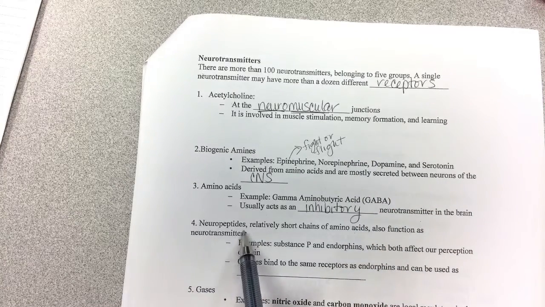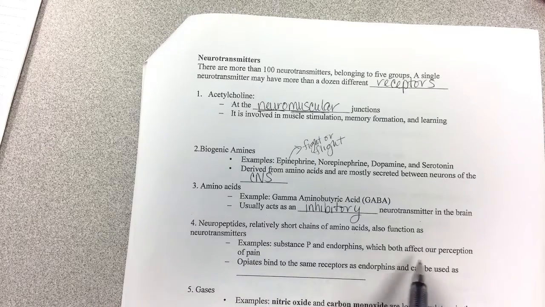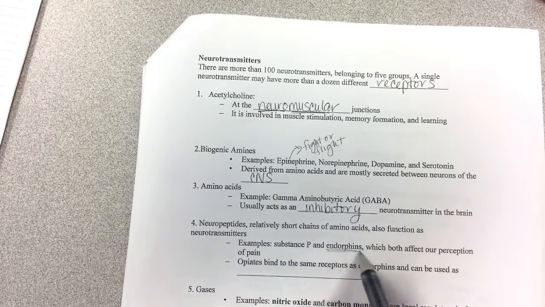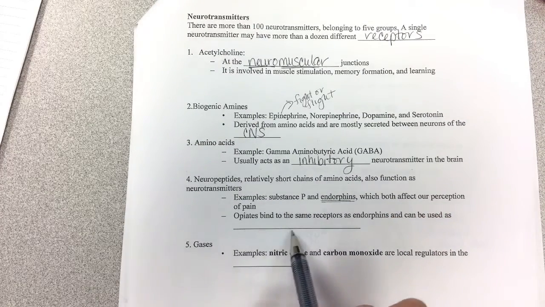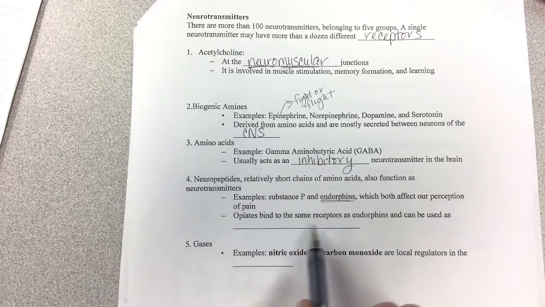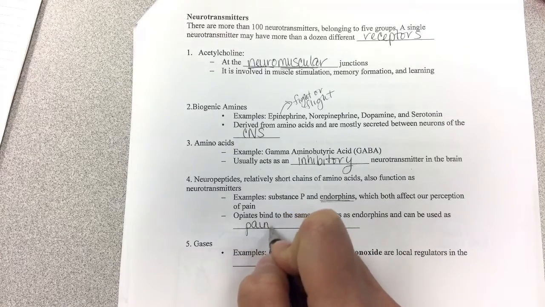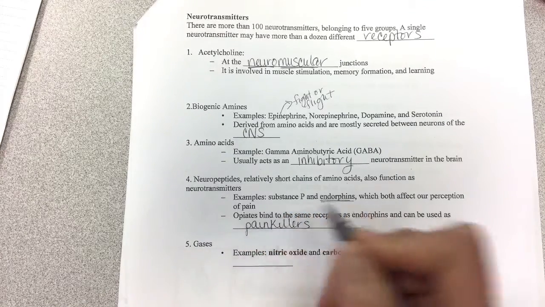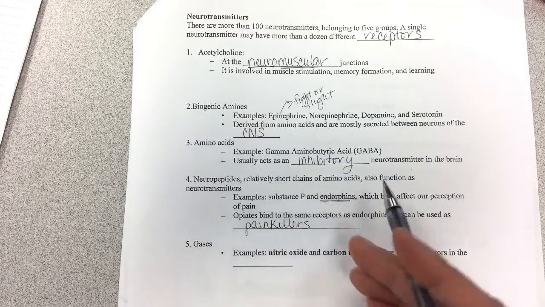There are neuropeptides. They're short chains of amino acids, can function as neurotransmitters. So substance P and endorphins both affect our perception of pain. Endorphins are kind of like a natural painkiller. So opiates bind to the same receptors. Just a little tidbit here. So opiates and opiate drugs bind to the same receptors as endorphins and therefore are used as painkillers. So we used our knowledge of natural painkillers, endorphins release and they bind and stop the transmission.